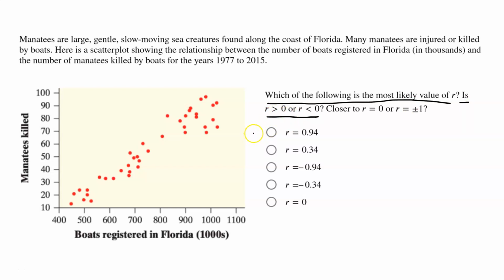In this case, R has to be greater than 0. There is some sort of linear relationship here, and it's positive. Is it closer to 0 or closer to positive or -1? Well, it looks like a pretty strong relationship here, so it's got to be closer to 1 instead of closer to 0. What do you think the correlation coefficient is here?